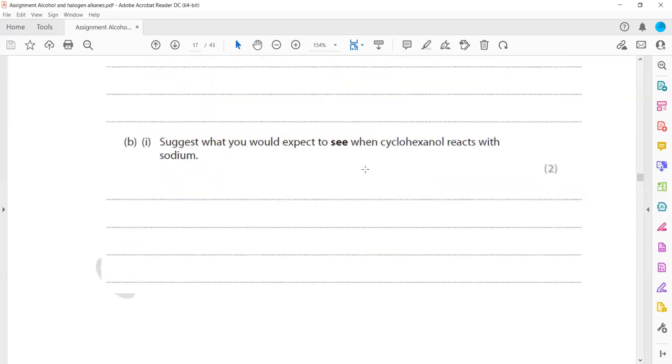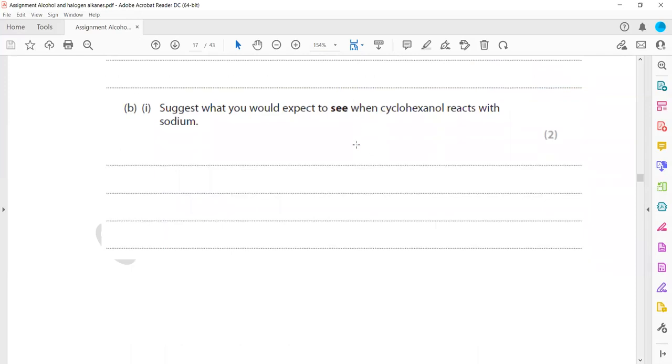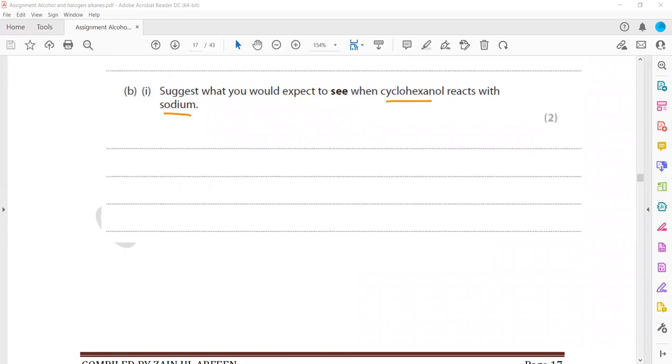Next: suggest what you would expect to see when cyclohexanol reacts with sodium metal. Whenever an alcohol reacts with sodium metal, what is the observation? We will observe fizzing, and the solid metal dissolves and forms a white solid or precipitate. We discussed already that this happens whenever any alcohol reacts with sodium. So you can mention a white precipitate. You can mention a temperature rise also, but fizzing is the most prominent observation, as hydrogen gas is given off, and the solid dissolves.